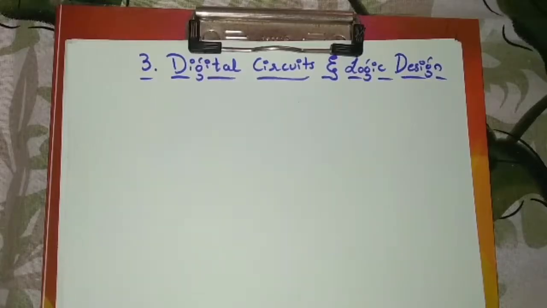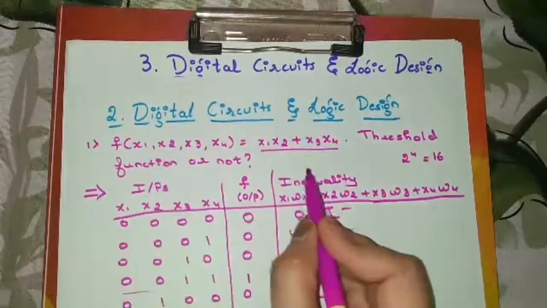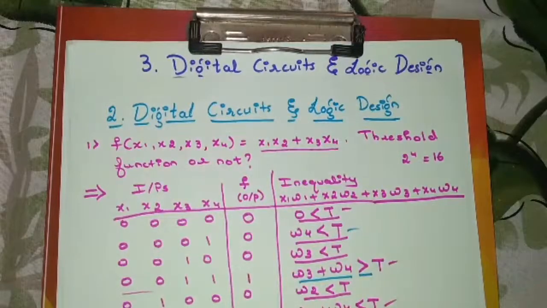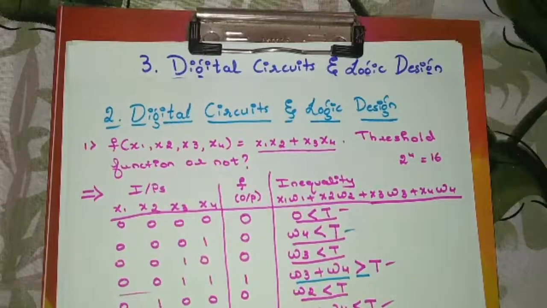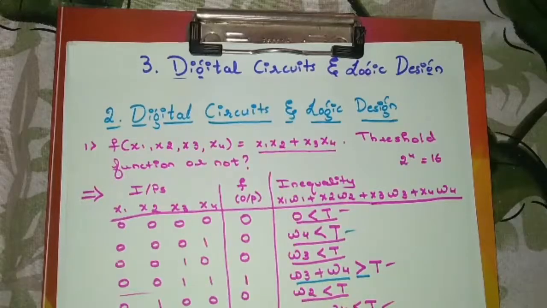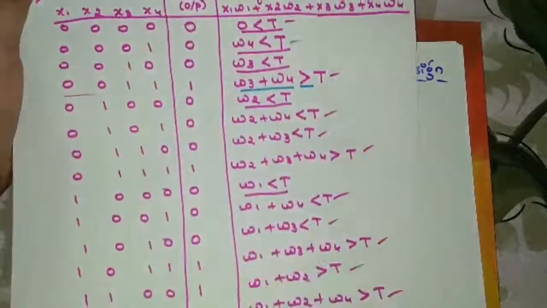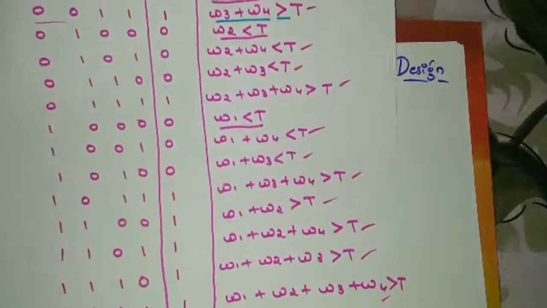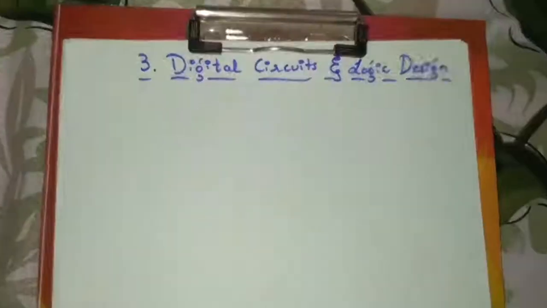In the last video, we solved a problem where we had to find if this function is a threshold function or not. And the answer is, it is not a threshold function. You can take the combinations or you can estimate the values of all the weights and threshold, and check for the conditions. They do not satisfy all these conditions. So it is not a threshold function. This is the answer for this question.